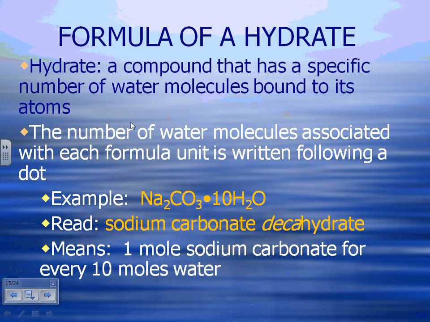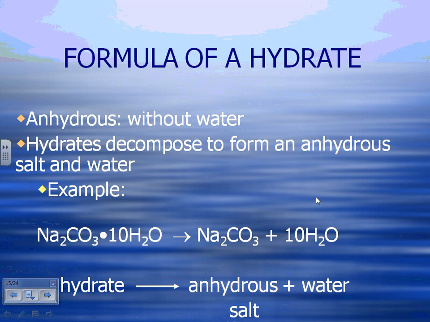The number of water molecules associated with each formula unit is written after a dot that separates them. That dot does not represent multiplication. It just means bound to it. Here we have sodium carbonate and then 10 water, so it's decahydrate. The prefix in front tells you the exact number of waters bound to it. So for 1 mole of sodium carbonate, there are 10 moles of water bound to it.